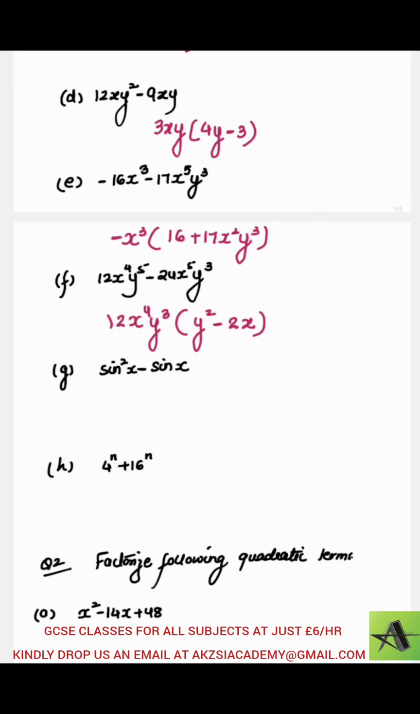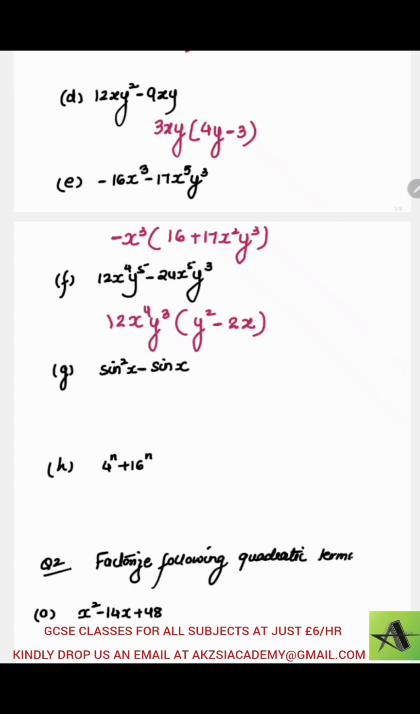So remember what I did after taking out 12x to the power of 4 and y cubed as common. I have divided each term. That means 12x to the power of 4 y to the power of 5 divided by 12x to the power of 4 y cubed, minus 24x to the power of 5 y cubed over 12x to the power of 4 y cubed. And that's why after cancelling out, I got y squared minus 2x inside the bracket.